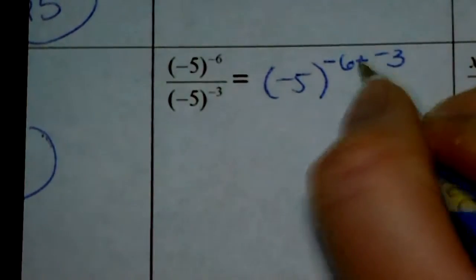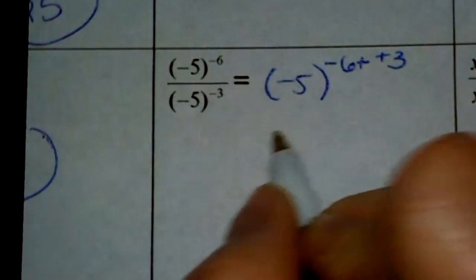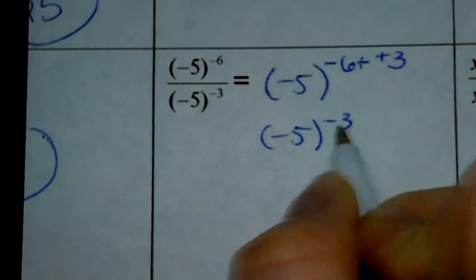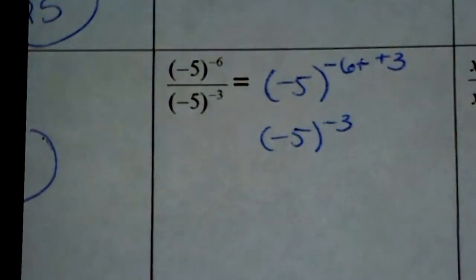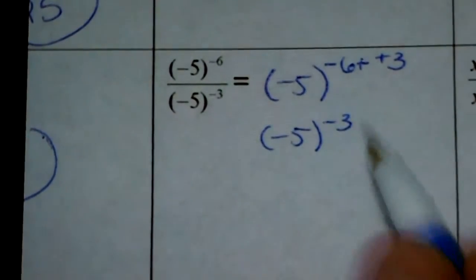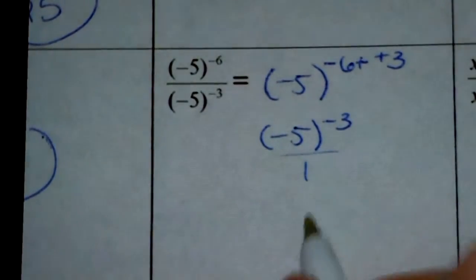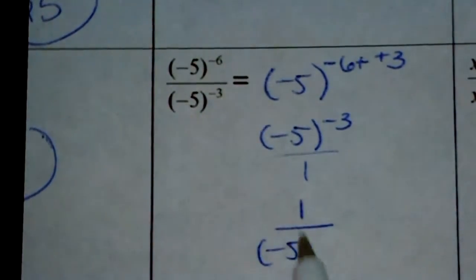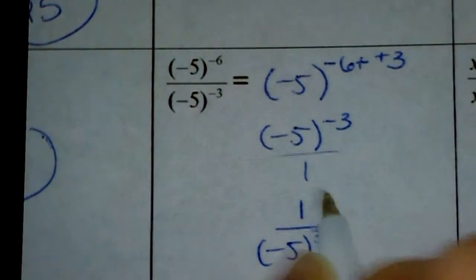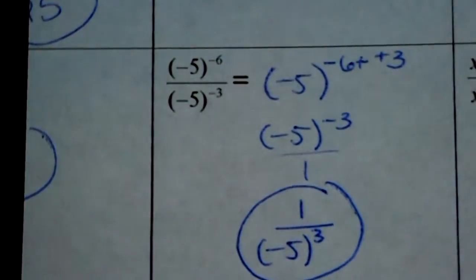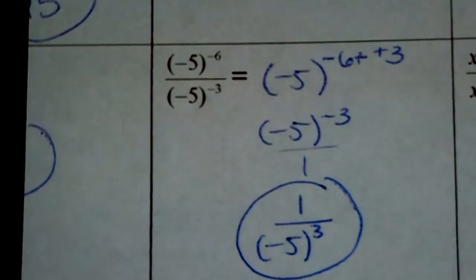-6 minus -3, keep change, means this is -5 to the -3rd power, because -6 plus 3 is -3. So technically, this is in the numerator spot. I need it to be in the denominator spot. So I'm going to rewrite my base, and I'm going to write my exponent as the positive version. So the quantity of -5 to the -6th power divided by the quantity of -5 to the -3rd power is the same as 1 over the quantity of -5 to the 3rd power. Say that 5 times fast.